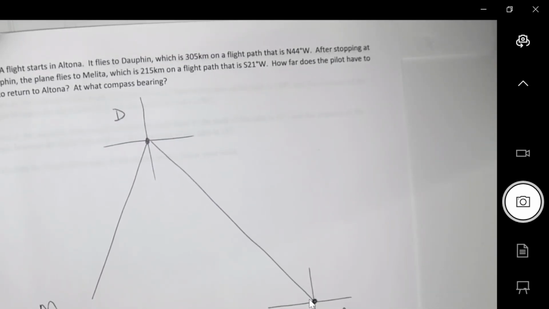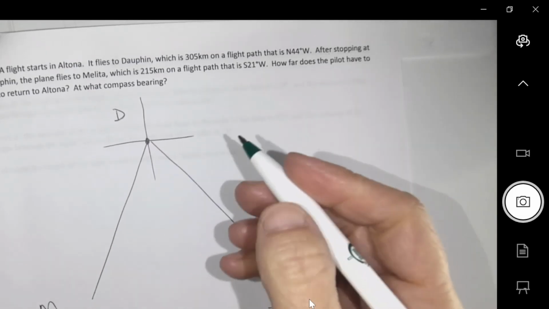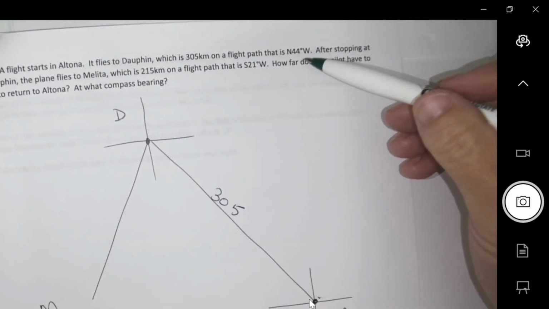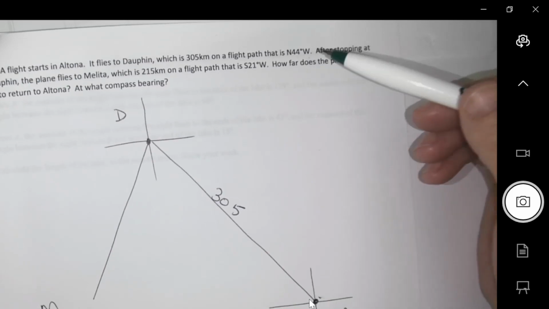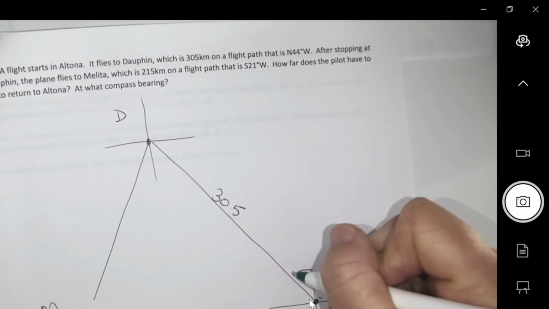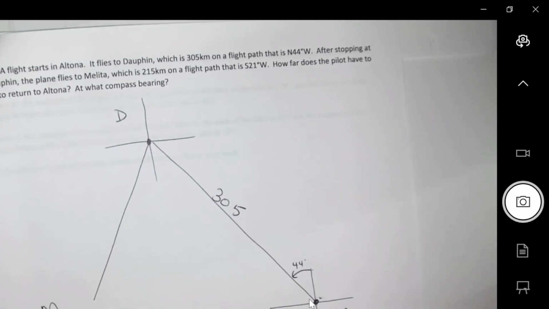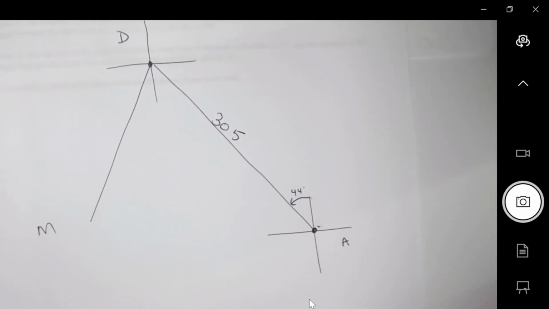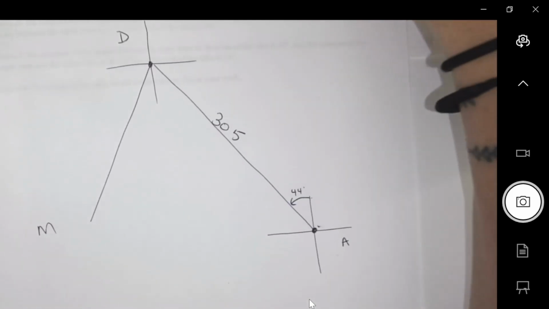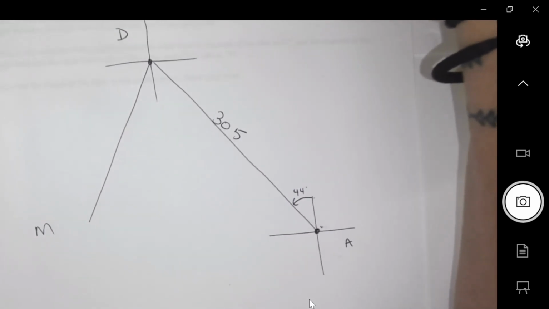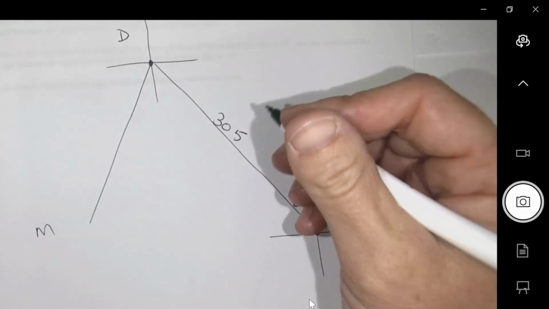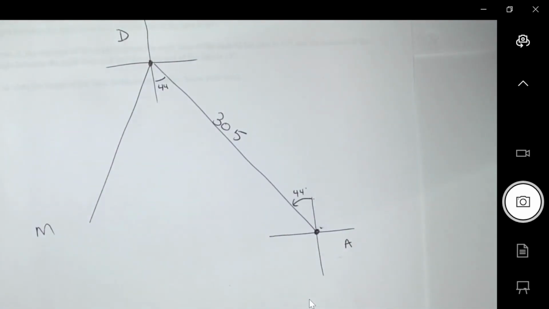Okay, so we are going to Dauphin from Altona. So 305 kilometers. And the path we're taking is north 44 west. Okay, where else can I move that 44? Thinking about our properties of last unit, I can flip it to that side because that's an alternating interior angle. So that's from last unit.